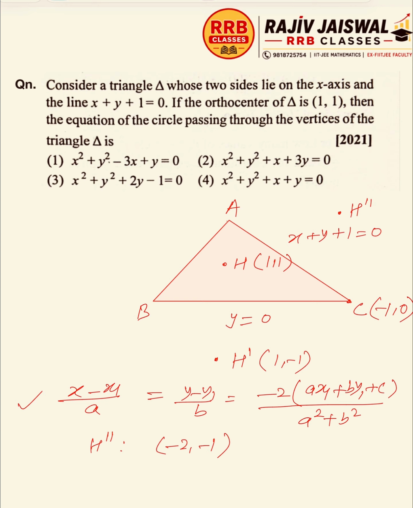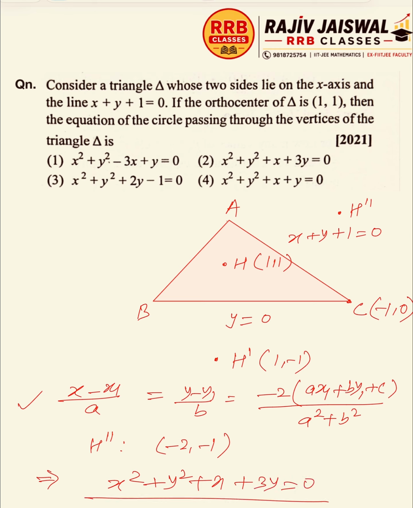Now the equation of the circle. As we know, the circle is passing through vertex C and H dash, so we have 3 points on the circumcircle. If 3 points on the circumcircle are known, then we can easily find the equation of the circle. After finding 3 points on the circle, we can find the center of the circle and then the radius, and then we can easily find the equation of the circle. So the required equation of the circle is x square plus y square plus x plus 3y equal to 0. This is the required equation of the circle.